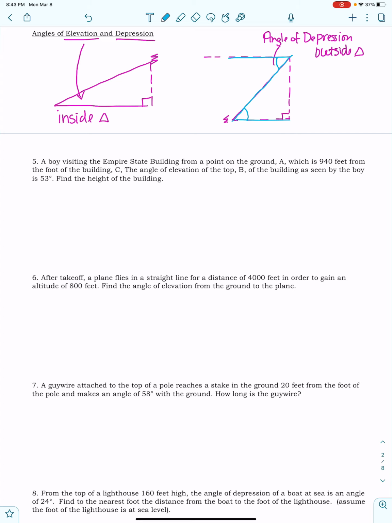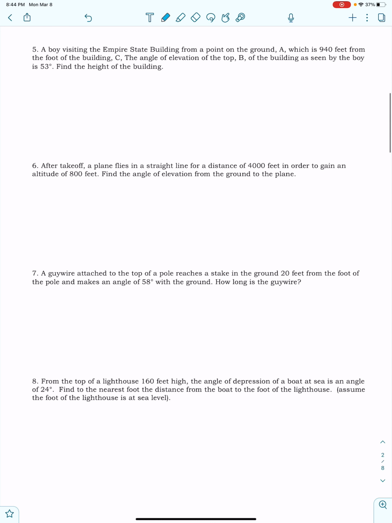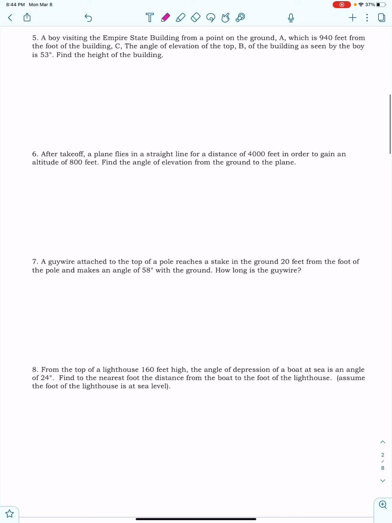All right, so let's apply these. The most difficult part of these problems, obviously they're word problems, is going to be drawing the picture. So that is where we're going to start, we're going to start with drawing our pictures, and then we're going to use sine, cosine, or tangent to solve the problem. So for number 5, make sure you pause this and read this if you need to. We have a boy visiting the Empire State Building, and he is on a point on the ground at A.